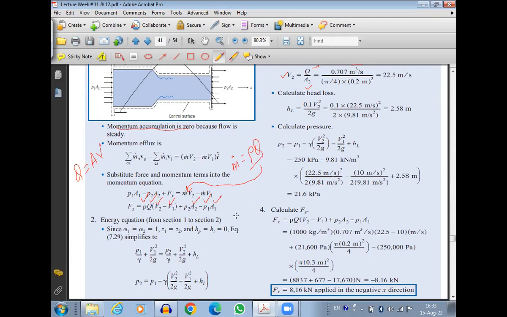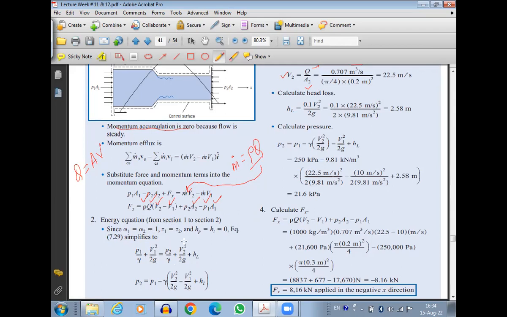Within the energy equation, first of all, it is a horizontal pipe, so Z1 and Z2 are the same and they cancel each other. And then there is no pump and no turbine, so HT and HP will also be 0. So what we are left with is P1 upon gamma plus V1 square upon 2g equals P2 upon gamma plus V2 square upon 2g plus HL.